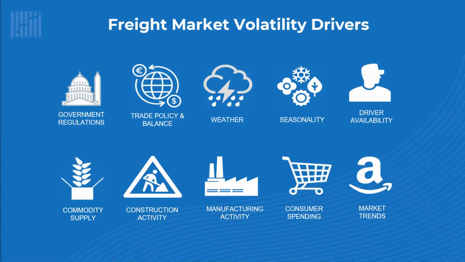And what drives volatility? Everything drives volatility in this market, whether it be government regulations or trade policy. We're seeing the impacts of Trump's trade policies on the markets, especially last year, where a massive amount of freight was moved to the ports in anticipation of freight rates. Weather is a huge driver of volatility, as are seasonality, the availability of drivers, the economy in general, consumer spending, and commodity flows. And we'd be remiss not to talk about market trends such as ELDs, driver availability, and what Amazon is doing day in and day out in the freight markets. All of these are causes for massive volatility in the underlying spot freight rates.